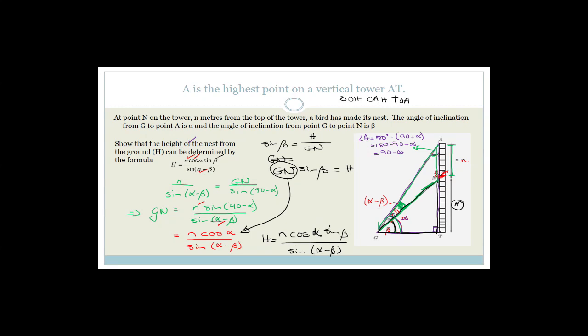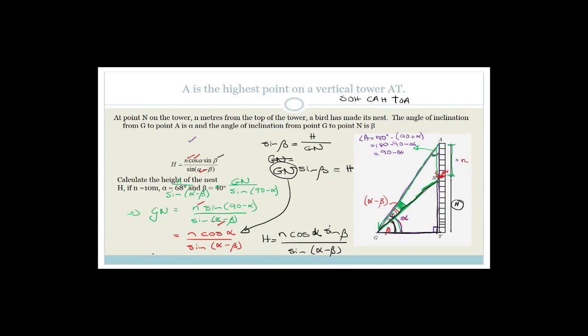So the trick here was to look at what you wanted, maybe make little marks like I did to see what I wanted, and then see how I could get there and realize that we were actually trying to get from this little triangle to the big triangle. And because there was no right angle in this little triangle, I was either looking at the sine rule or the cos rule.